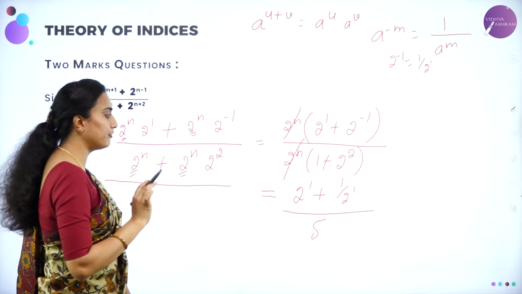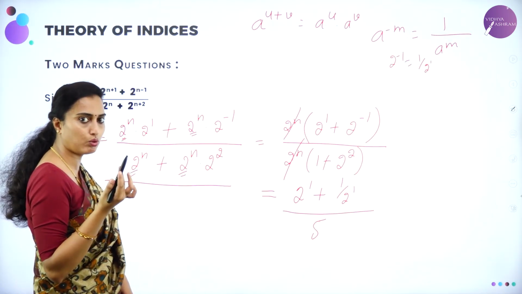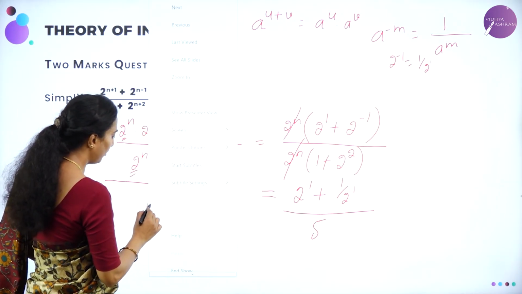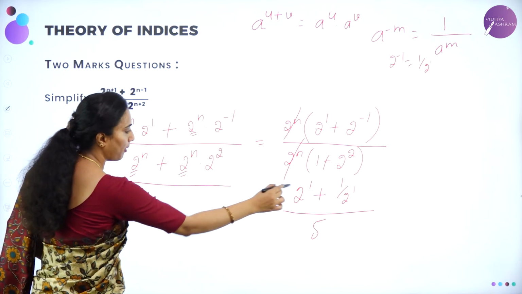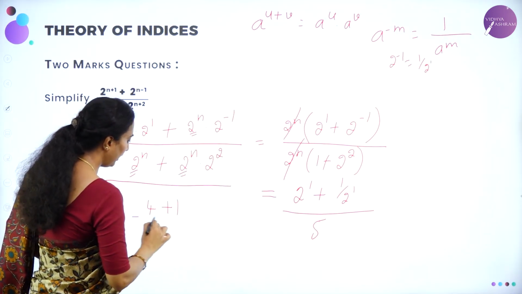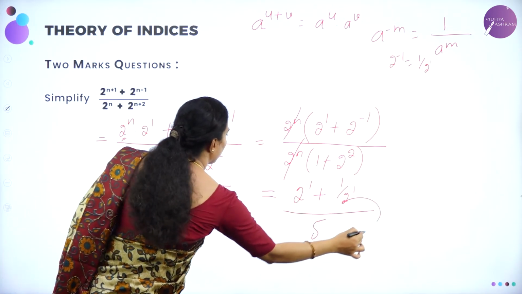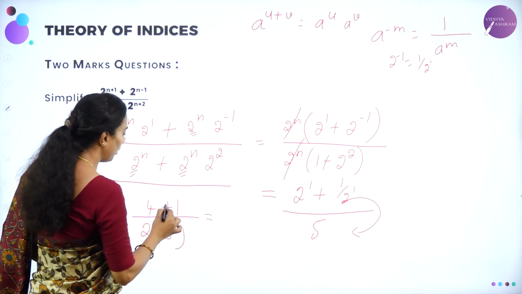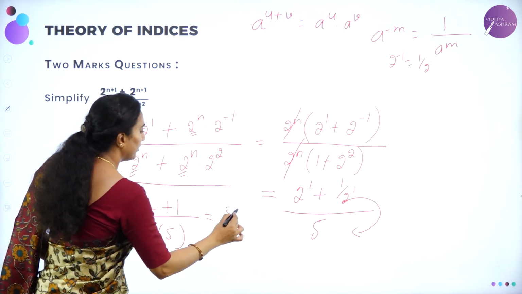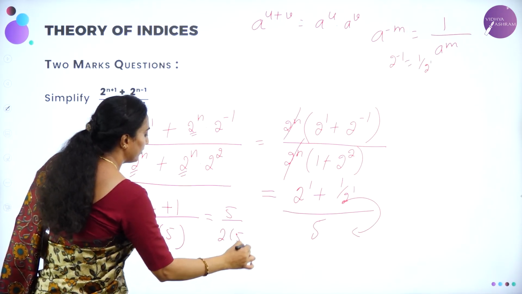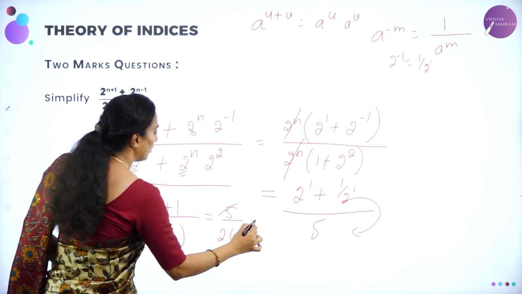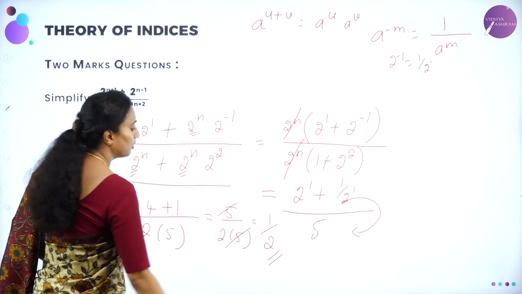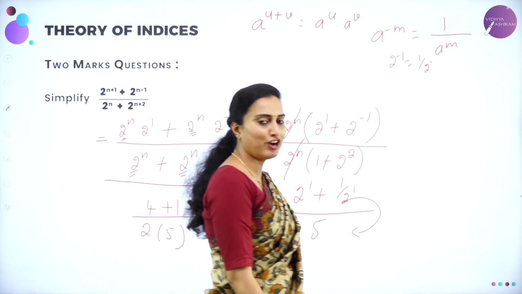Nothing will matter if I write it as 2 power 1 also or 2 also, right? So 2 2s are 4, plus 1, divided by this 2 which will come to the denominator. Correct? 2 into 5. Now what is this 4 plus 1? 4 plus 1 is 5, divided by 2 into 5. Now 5 will get cancelled. You are going to remain with numerator 1 and denominator 2 into 1 is 2. The answer will be 1 by 2.